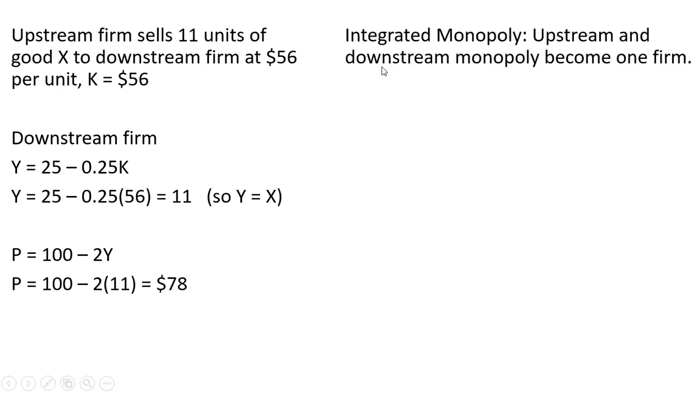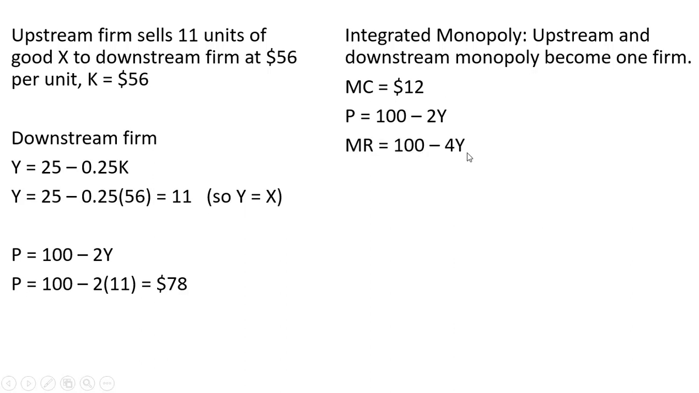Last thing I want to do is just talk about an integrated monopoly. Let's assume that the upstream firm and the downstream firm became just one giant monopoly instead of two separate monopolies. Would that be beneficial to consumers? Well, the marginal cost for this giant monopoly would be $12. The cost of producing the input X, which is required to produce 1 unit of Y. The inverse demand doesn't change.